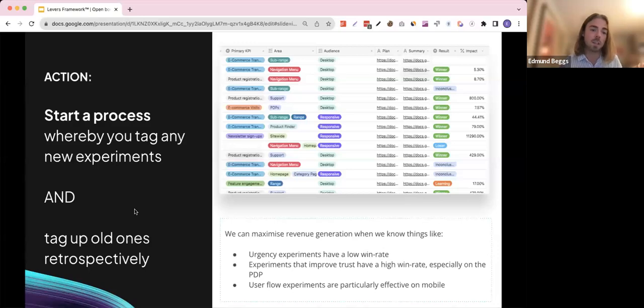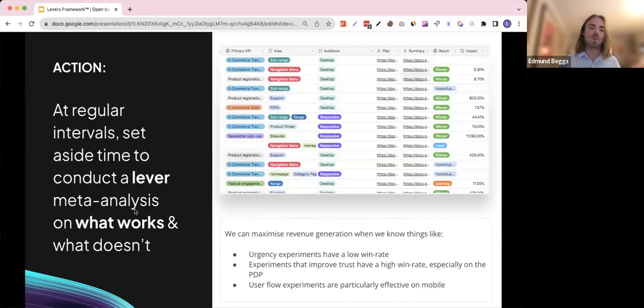The action here would just be to start a process where you tag new experiments. This could be as simple as a Google Sheet in which you have the name of the experiment, the outcome of it, and a lever. And just that simple thing, as you start to scale it up, might tell you really interesting things that you may have missed about what's working and what's not working in your strategy.